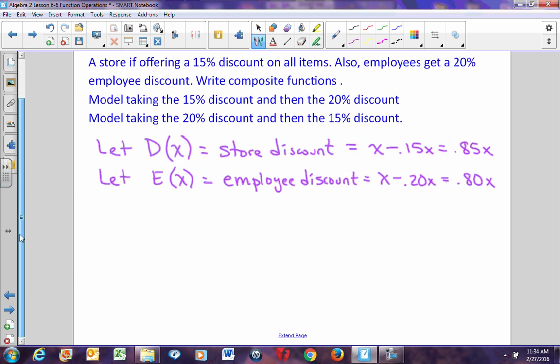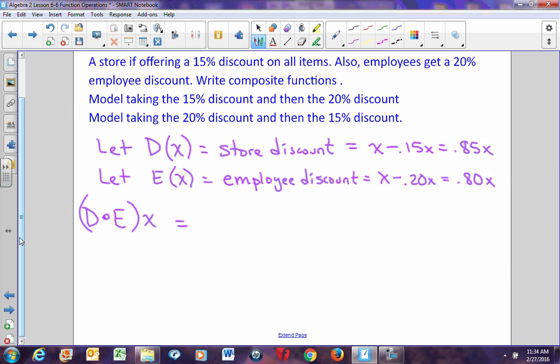So, let's take a look at this. We want a model taking the 15% discount and then the 20% discount. So we want d of e of x. That's going to be e of x, which is 0.80x, and then we're going to multiply that by the 0.85 from d. So you're going to get basically 0.68x. So you're going to pay 68% of the total cost.